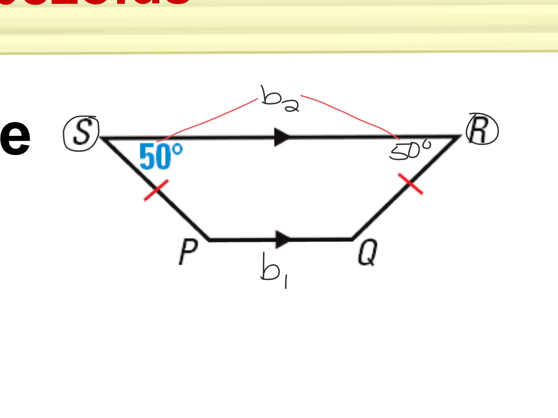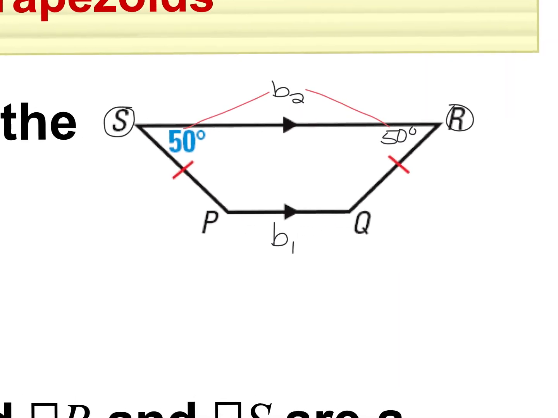Okay? So what do you think P and Q? Do we think those are the same or different? They're probably going to be the same. If we know S and R, how do we find P and Q? Subtract from 180. Yep, because S is acute, P is obtuse. Acute and obtuse make a 180 degree angle. So we need 180 minus 50 to get that other angle, which is 130.